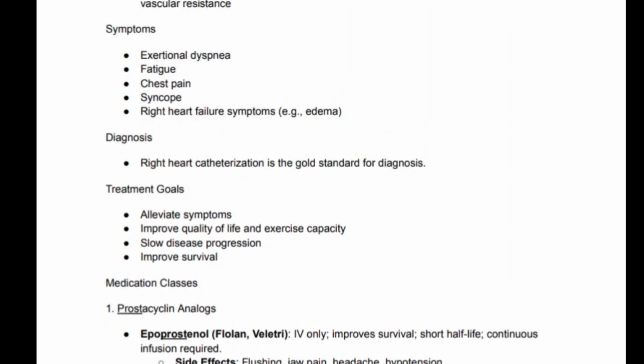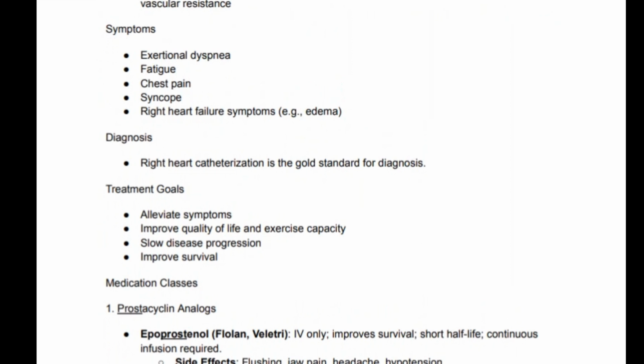You're right, we can't forget about calcium channel blockers. Now, these aren't usually first line for PAH, but they have a special place in our treatment algorithm. They're reserved for patients who have a positive vasoreactivity test. Right. That's the test done during right heart catheterization to see if the patient's pulmonary arteries relax in response to certain medications. And if they do, it suggests that calcium channel blockers might be effective. It's all about finding the right treatment for the individual patient.